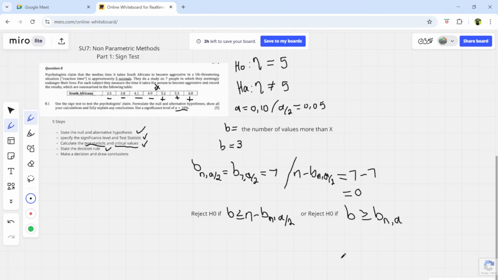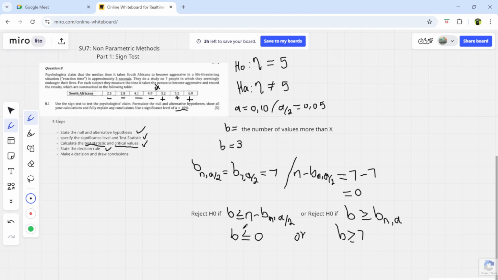Now, this is the decision rule. You have to write it like this. It's there in the slides, so you just look at whether your alternative hypothesis is left, right, or two-sided. Since it's two-sided, we have two conditions. Now, let's interpret this. You reject if b is less than or equal to this value, which is 0, or if b is greater than or equal to 7.